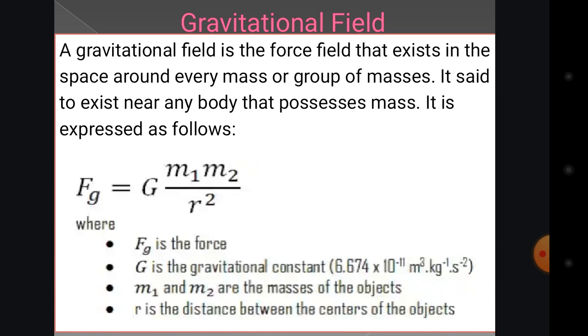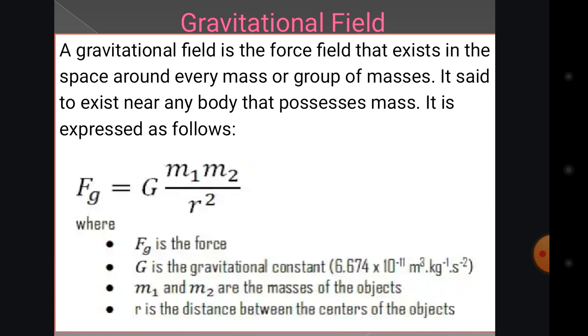So this is the formula for calculating the gravitational field. G is the gravitational constant. It has a constant value, and when we say something is constant, that means it is not changing. That constant value is 6.674 times 10 to the power of minus 11 meter cubed per kilogram per second squared. This value is not changing; it is only meant for capital G.